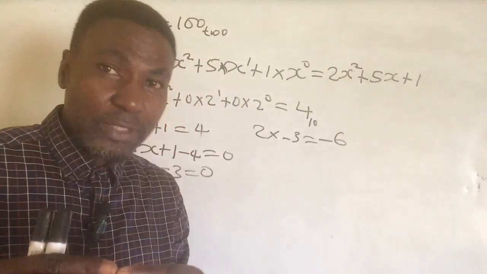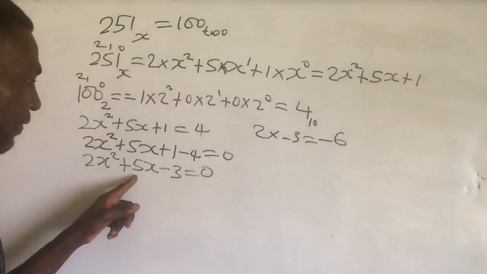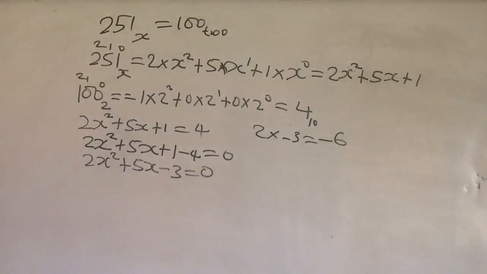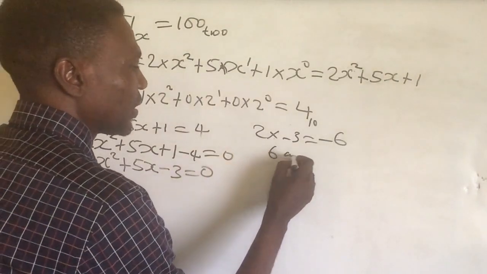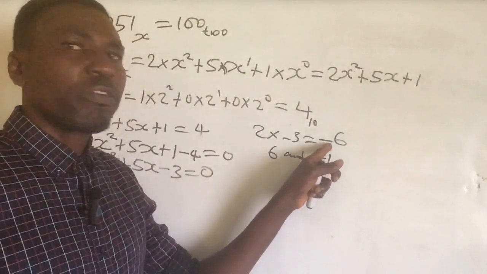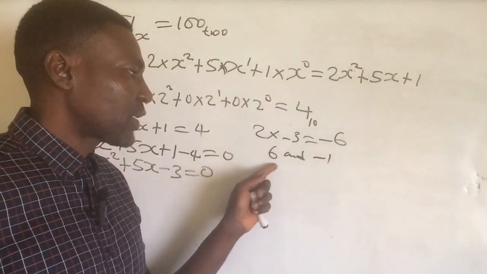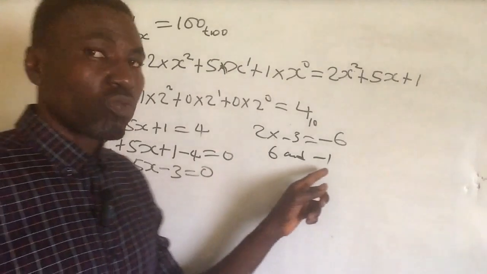When we add or subtract them, it will give us plus 5. What are the two numbers now? The two numbers are 6 and minus 1. If we say 6 times minus 1, it gives us minus 6. Then if we add them, 6 minus 1 gives us 5. So it is these two numbers we will make use of.